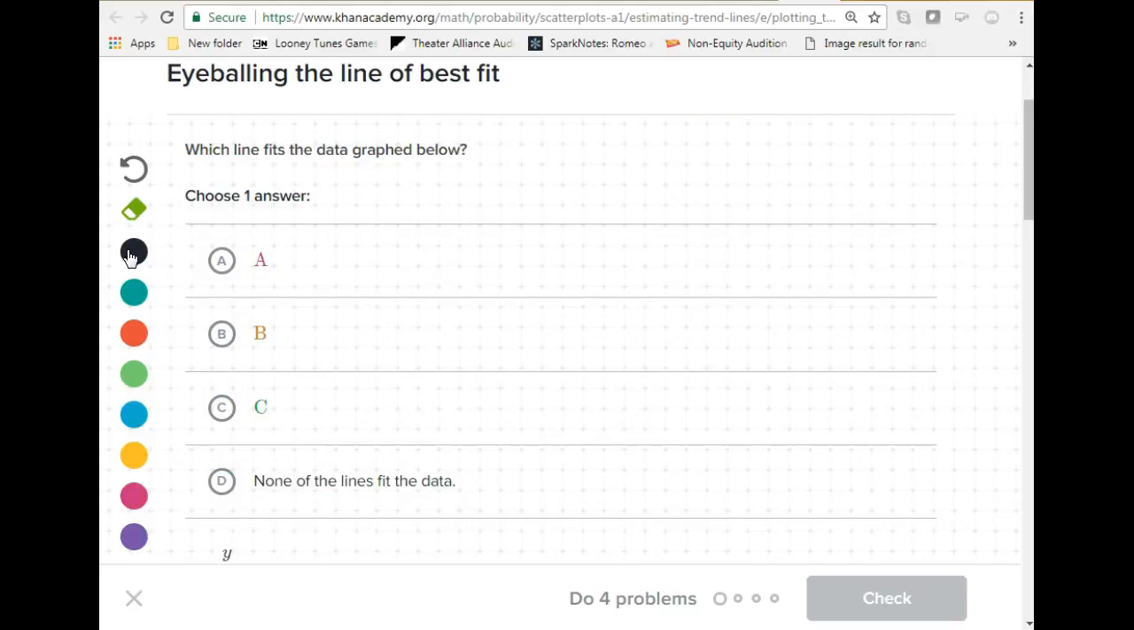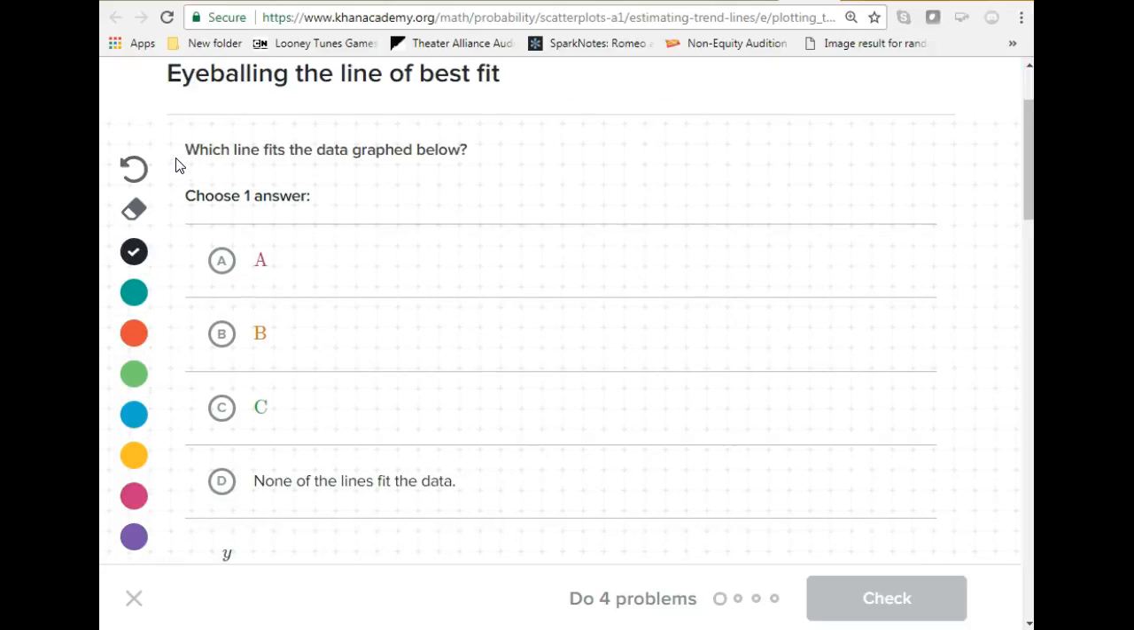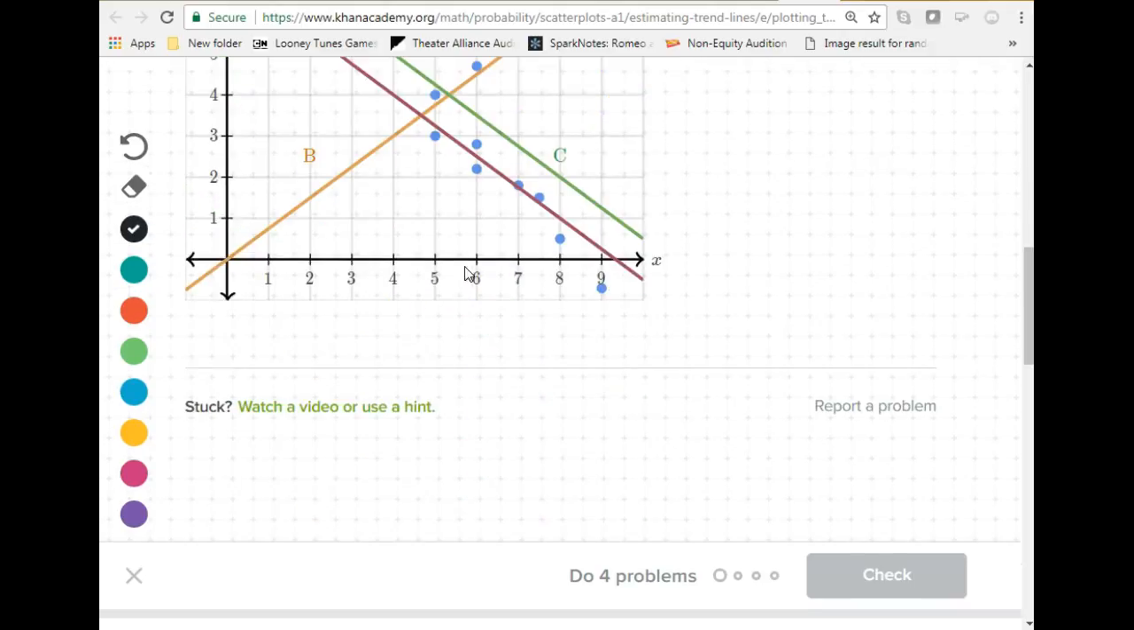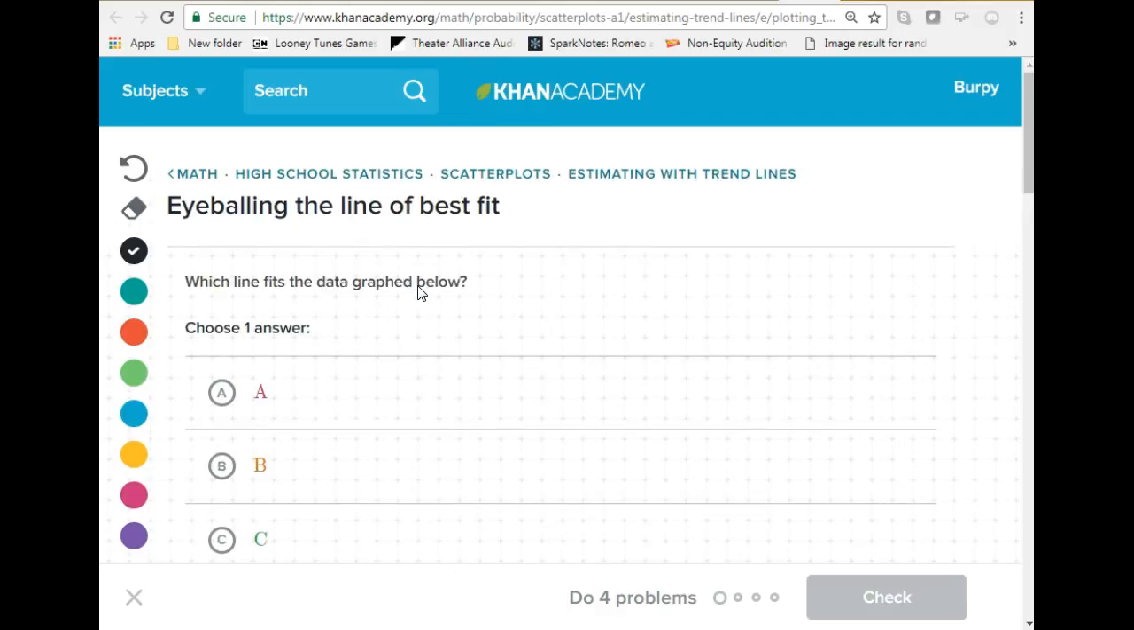So, continuing on, we are eyeballing the line of best fit. You may not have known the line of best fit, but it kind of goes with the scatter plot. If you don't know the line of best fit, it's probably good to tune in, because you will be almost an expert at it when you're done with the first few videos. So basically, before we can get into line of best fit, we have to get into scatter plots.